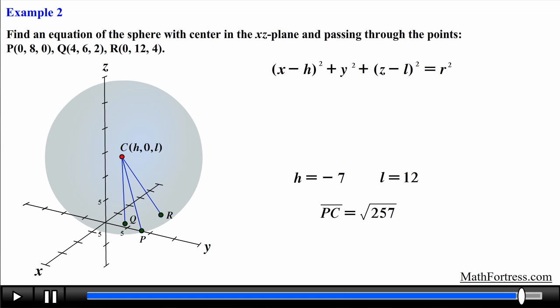So the equation of the sphere that is located in the xz plane and that passes through the points P, Q, and R is represented by the equation: the quantity x plus 7 squared plus y squared plus the quantity z minus 12 squared equals 257.